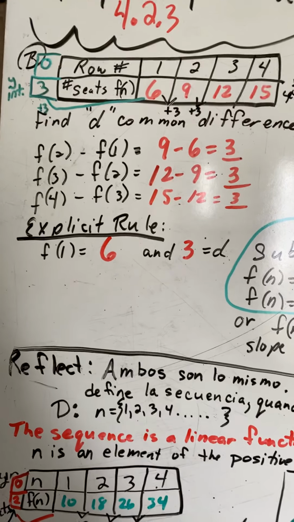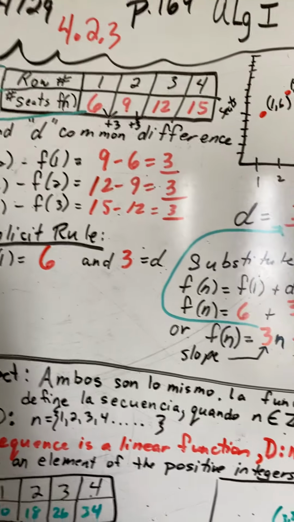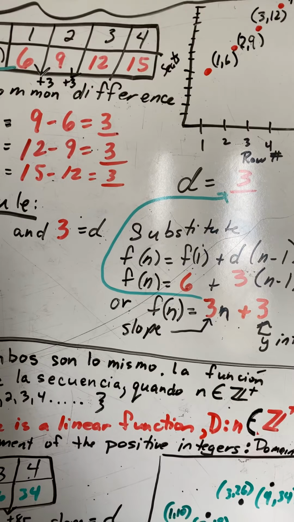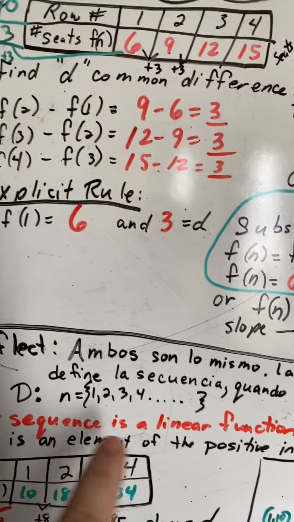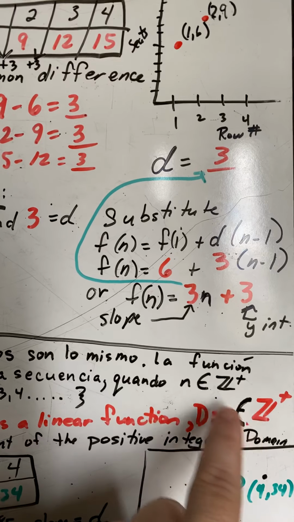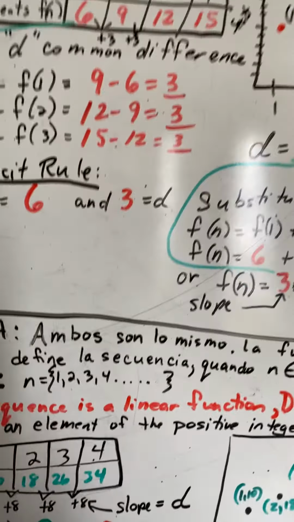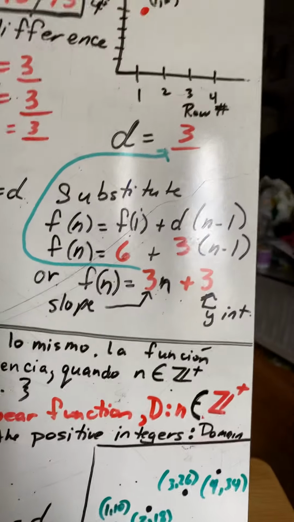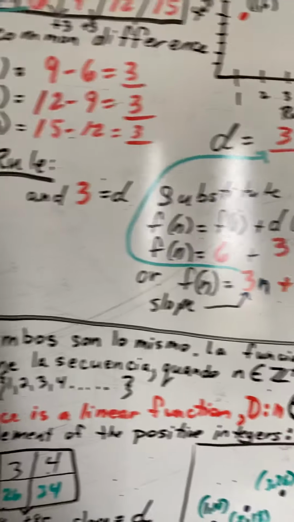La función define la secuencia cuando n es un elemento de los integers. They're positive integers. So the sequence is a linear function. And our domain is, that's n, that's a math symbol, it's an e, that means is an element of. So n is an element of the positive integers, and that is what defines our domain.